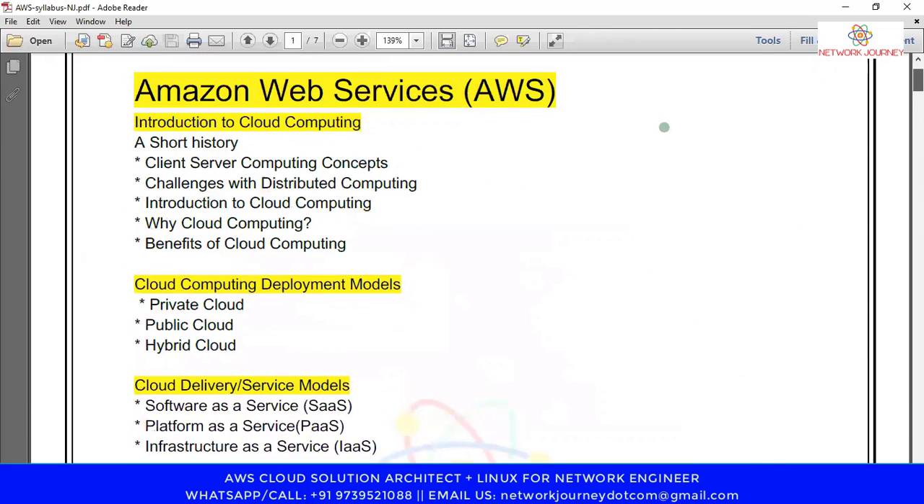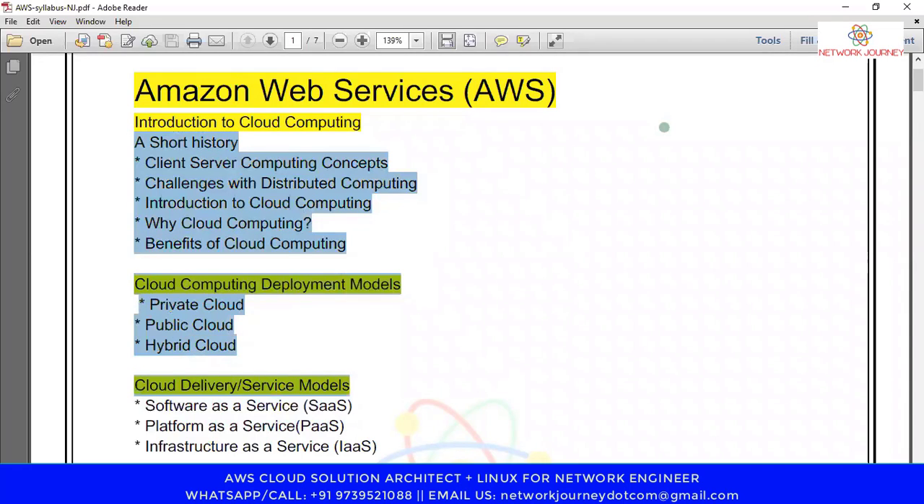Today we are going to discuss what is cloud, why we need it, how we migrated from on-prem to the cloud, and what are public cloud, private cloud, hybrid cloud, and those things. Let me explain the same. Before that, I want input from your end as well.